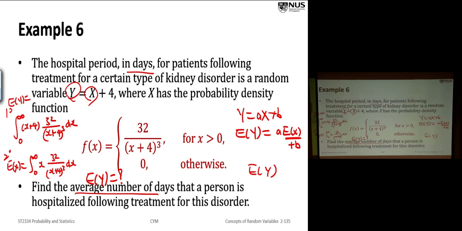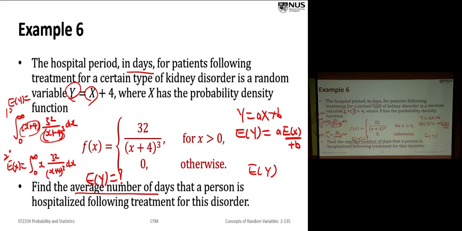Now, usually finding the expectation of x is easier. But in this particular example, finding the expectation of y is easier. Why? Integrate x times 32 over (x plus 4) to the power of 3. To do that integration, you have to do some more work. Well, for the expectation of y, the x plus 4 happens to be the same as the denominator, so you can do the cancellation. It makes it much easier, right?